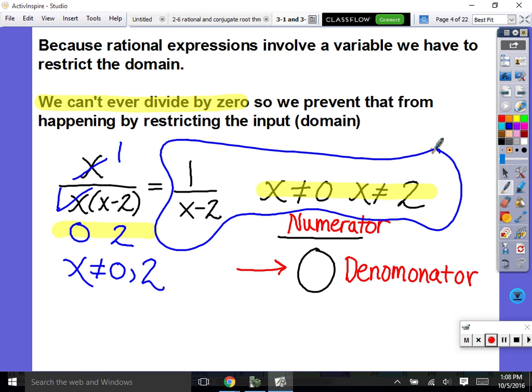Does everybody understand? You have to specify. That's part of the answer. This is our answer as long as x does not equal 0 and x does not equal 2. Because if it did equal 0 or 2, we would have got a 0 in the bottom of our fraction.